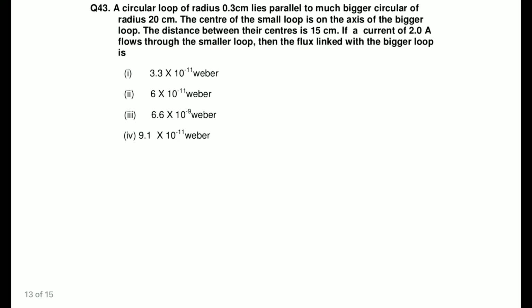Question number 43. A circular loop of radius 0.3 centimeter lies parallel to a much bigger circular loop of radius 20 centimeter. The center of the small loop is on the axis of the bigger loop. The distance between the centers is 15 centimeter. If a current of 2 ampere flows in the smaller loop, then the flux linked with the bigger loop is... This is a good question.